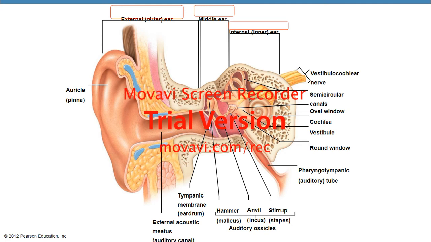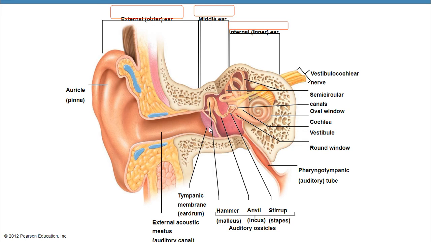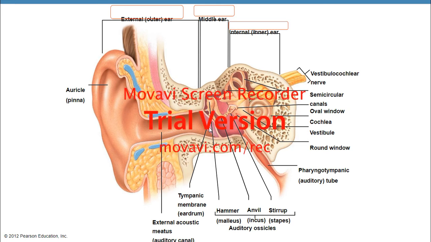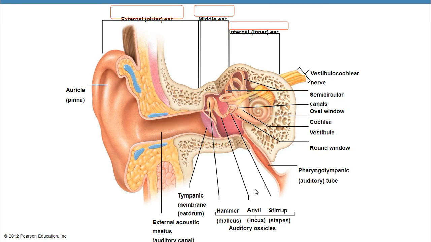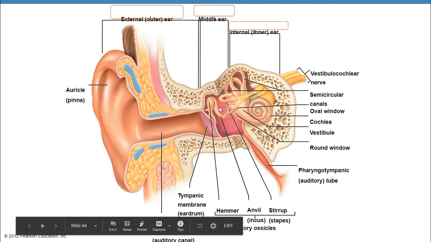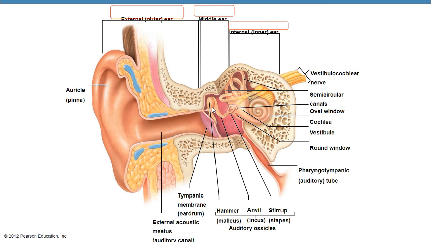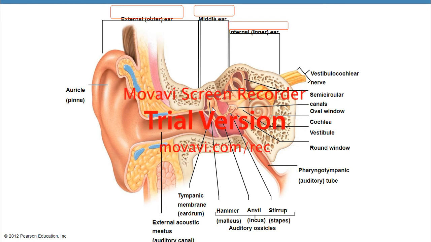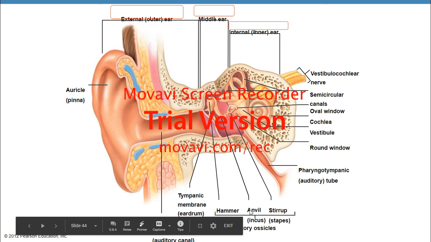Tympanic membrane right here, and the tympanic membrane is going to separate the external ear from the middle ear, and it's going to vibrate at the same frequency as the sound waves hitting it, and then it's going to transmit those vibrations onward. You have your auditory ossicles, which are your malleus, incus, and stapes. The malleus essentially looks like a hammer, the incus looks like an anvil, and the stapes looks like a stirrup.